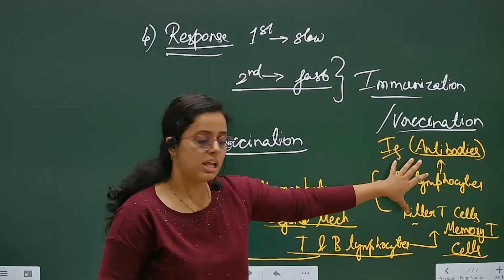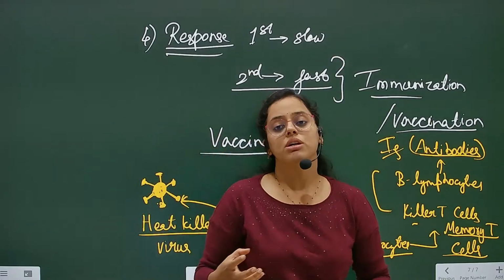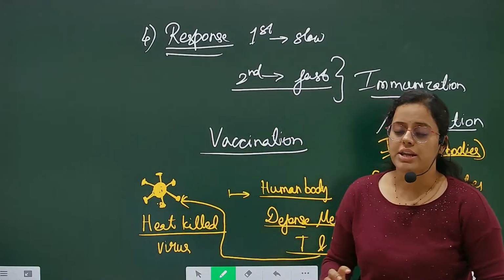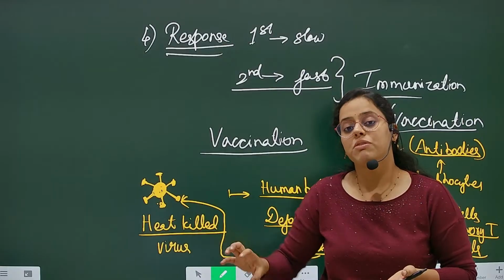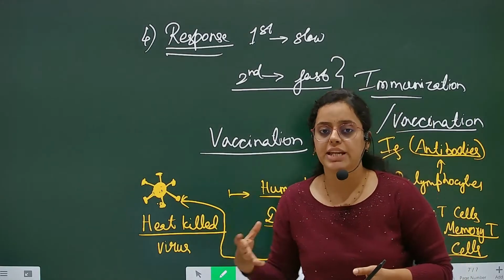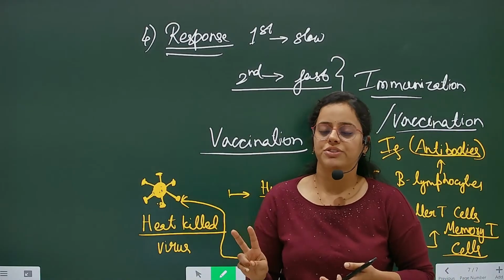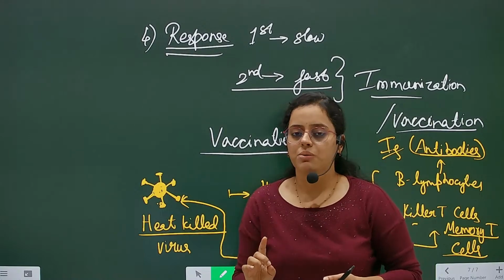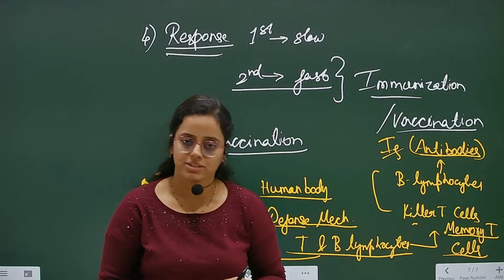What will they do? They multiply rapidly and reach the polio virus, and they will completely kill the virus before its replication, before it can show or affect any other body structure. So this is the second response. This is how acquired immunity is used for vaccination.